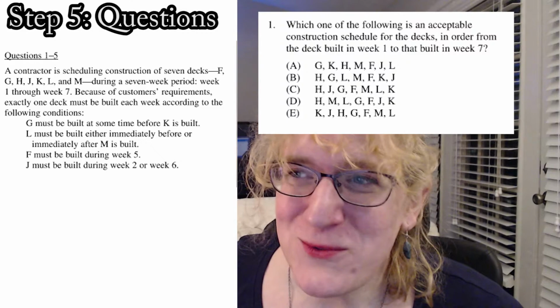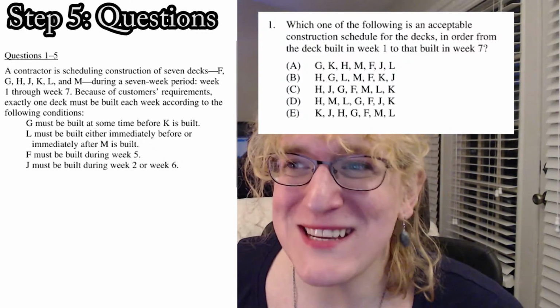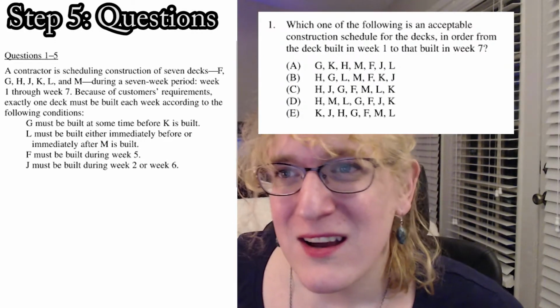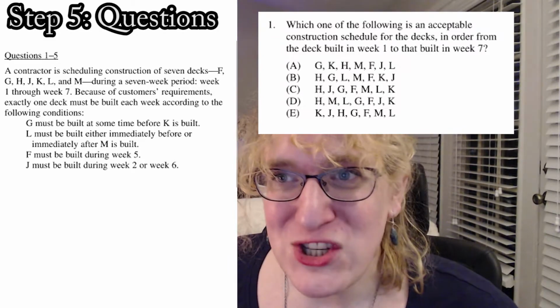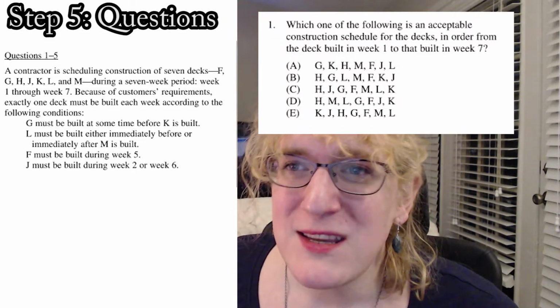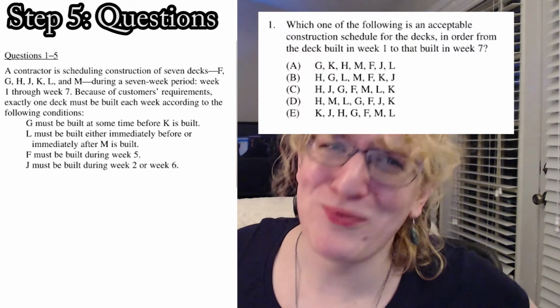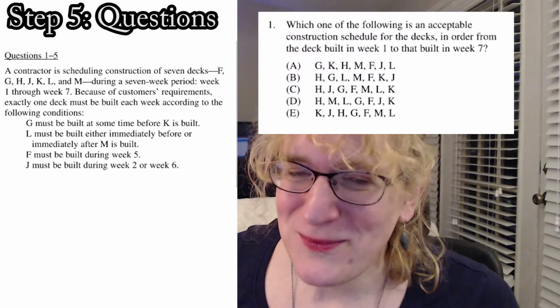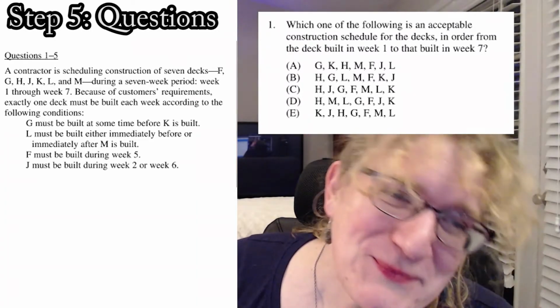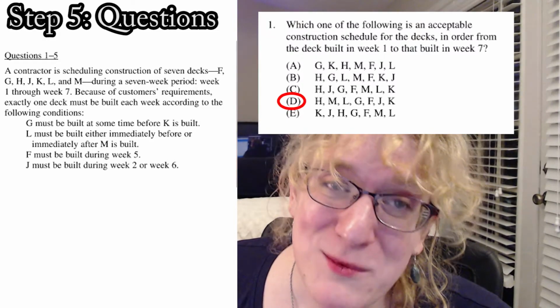And rule 4, J has to be during week 2 or 6. All right, let's check those J's. Luckily, we only have to check B and D, and B has J 7th. So D is the answer, and we're done.